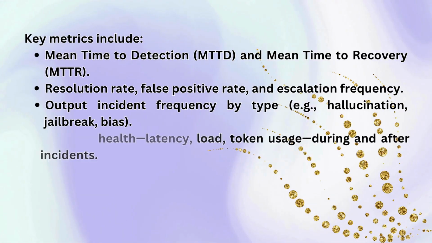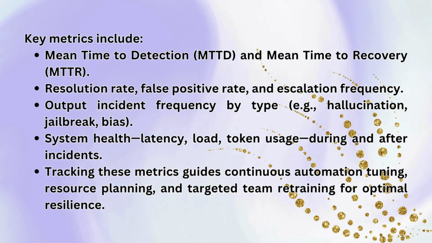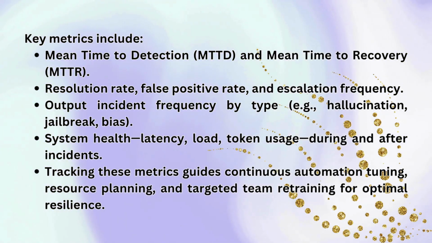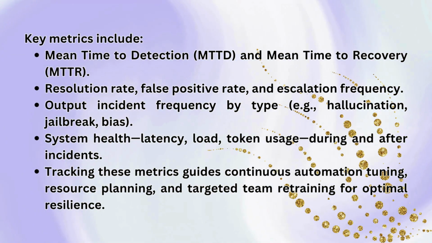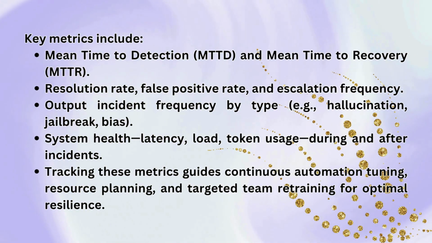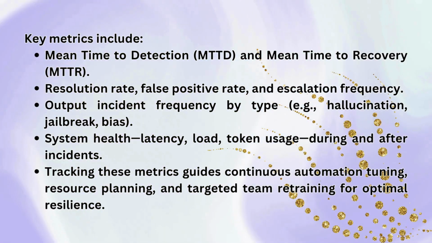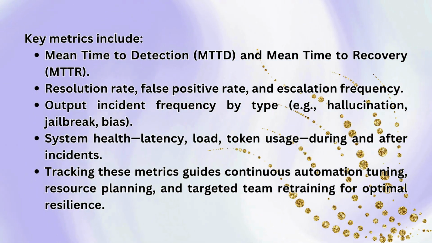What critical metrics should be tracked to improve LLMOps incident response? Key metrics include mean time to detection, MTTD, and mean time to recovery, MTTR, resolution rate, false positive rate, and escalation frequency. Output incident frequency by type, e.g. hallucination, jailbreak, bias. System health, latency, load, token usage during and after incidents. Tracking these metrics guides continuous automation tuning, resource planning, and targeted team retraining for optimal resilience.